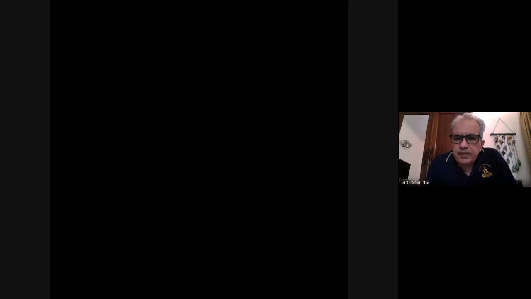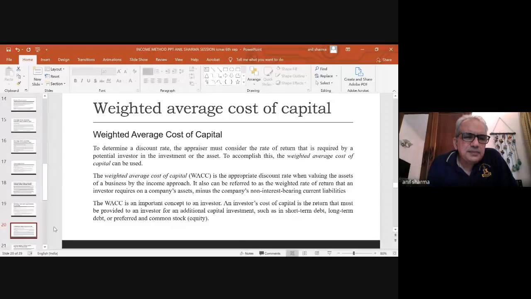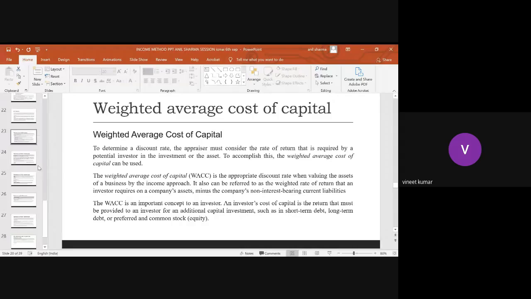So any questions on this, sir? It is. So by weighted average cost of capital, we are calculating the net value of business.